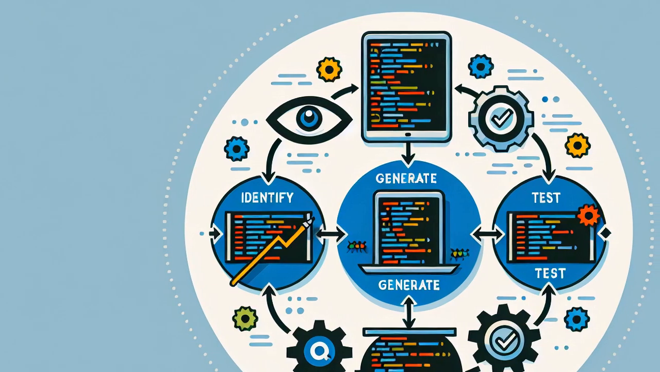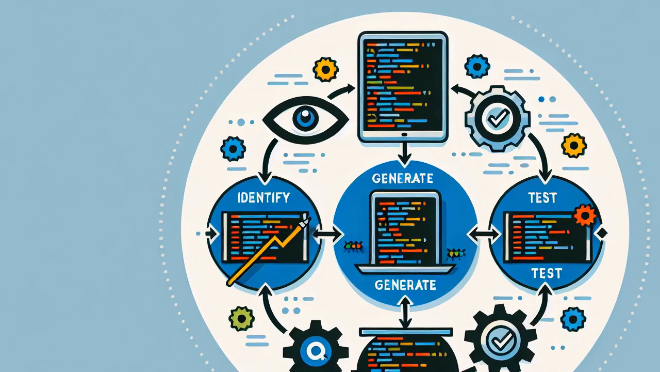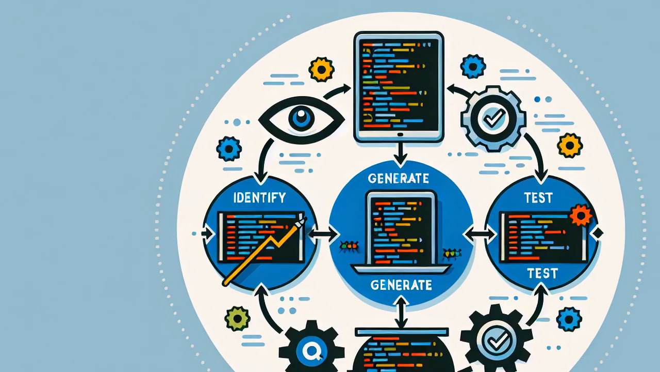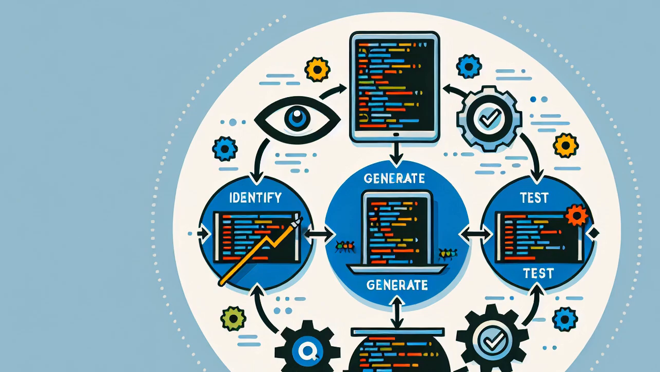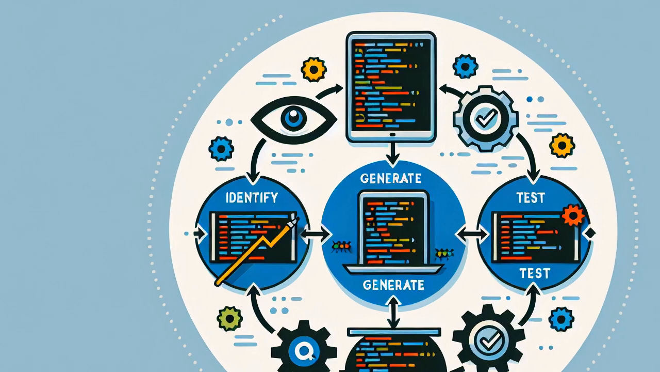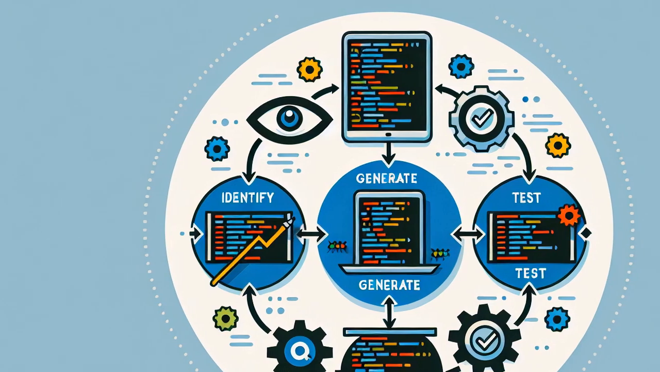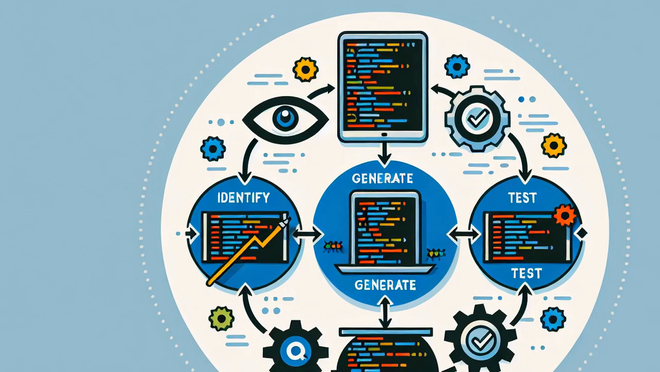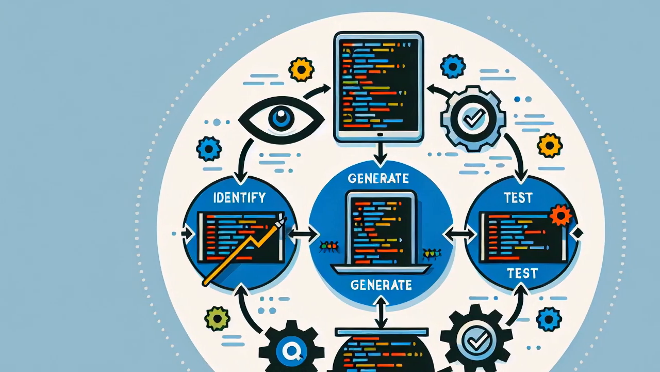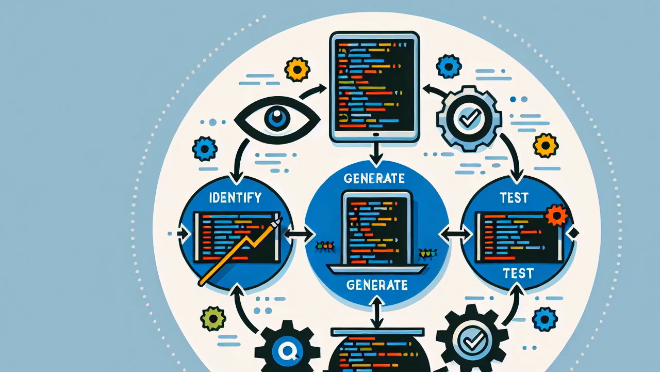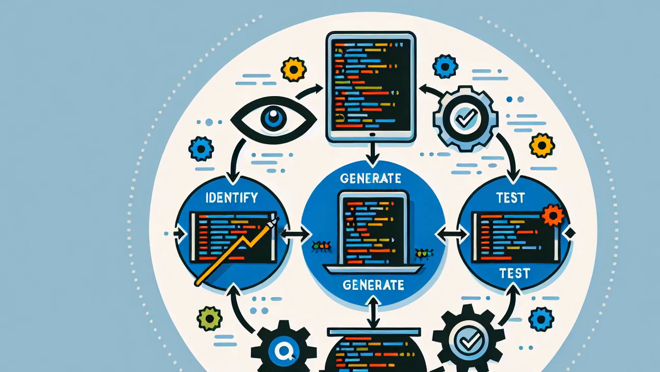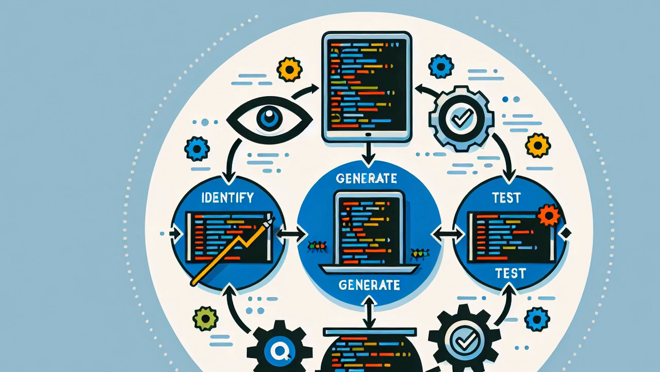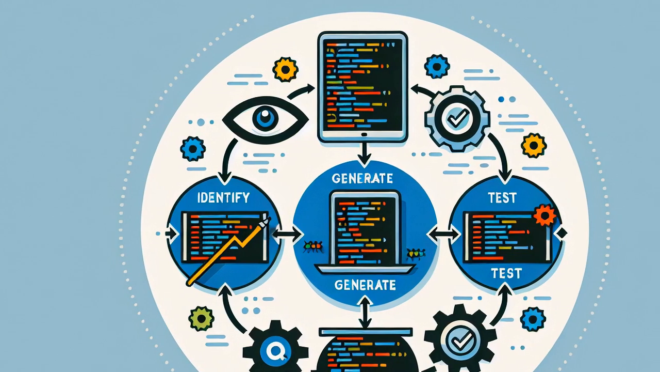Let's break down the steps of refactoring. First, identify areas of the code that need improvement, such as redundancy or complexity. Next, use Claude to generate cleaner, more efficient code snippets. Finally, test the refactored code thoroughly to ensure functionality remains intact. This structured approach, augmented by Claude's capabilities, can significantly enhance your workflow.